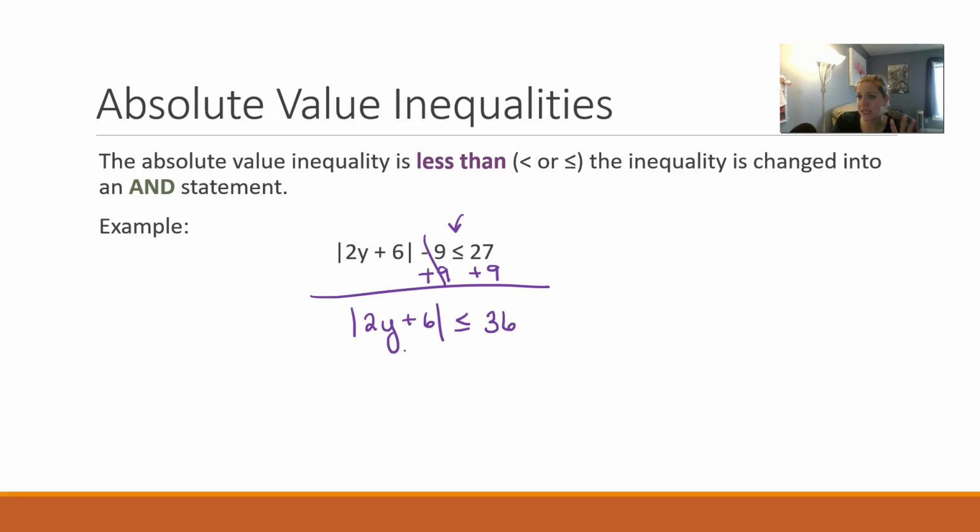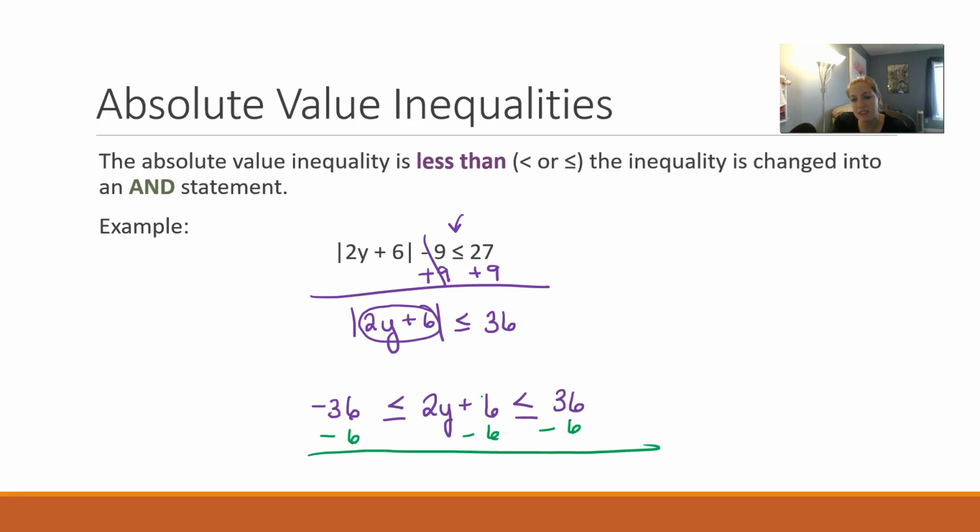Now that we have the absolute value by itself on the left-hand side, we can then split it. Since it's a less than or equal to, that means we take what's inside and put it in the middle. Draw less than symbols on both sides. We don't have to flip a sign, just less than on both sides. Then we drop the positive 36 on the right and the negative 36 on the left. And then we're going to go ahead and solve it using our solving techniques.